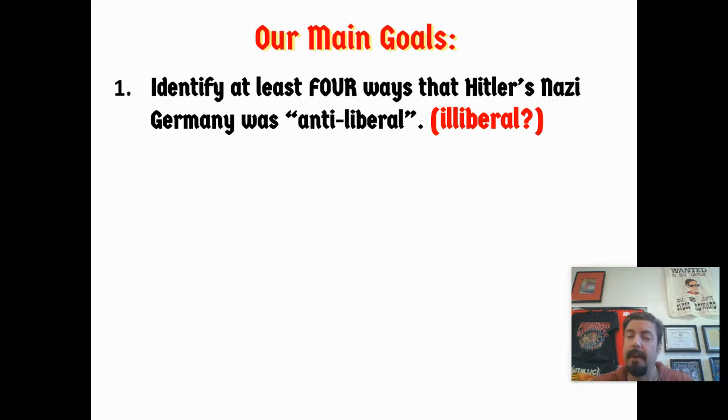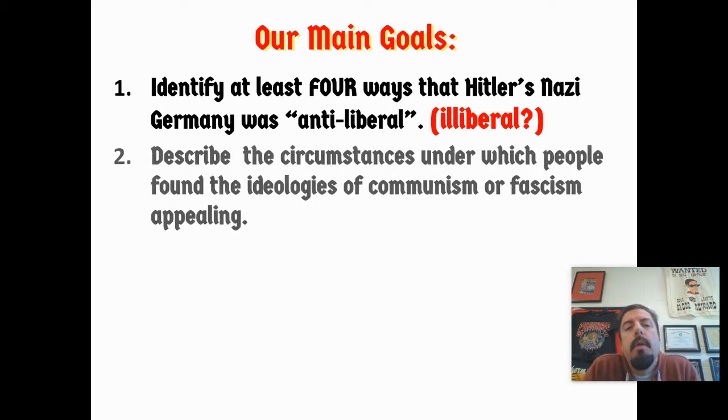Now, to be specific and technical, when Hitler takes over in January 1933 and proceeds to dismantle the Weimar Republic, with the passage of the various acts, the Enabling Act, for example, and the fire decrees, that would now be considered illiberal. But that's a technicality. We're going to describe the circumstances under which people found the ideologies of communism or fascism appealing. We already looked at the Russian Revolution in the last lesson. Now we're going to look at fascism in Germany.